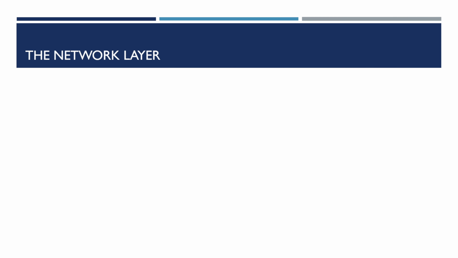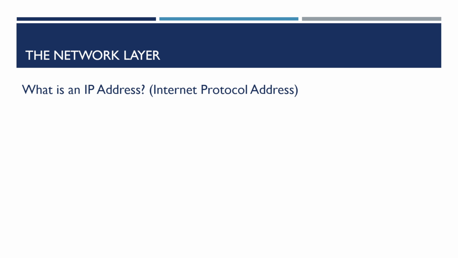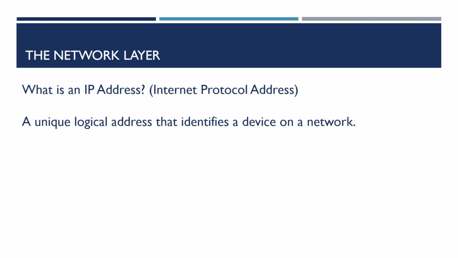Again, this is OSI and 5-layer model layer 3. In the TCP/IP model, this is layer 2. Let's start off with a general question here. What is an IP address? Well, it stands for Internet Protocol Address. It's a unique logical address that identifies a device on the network.